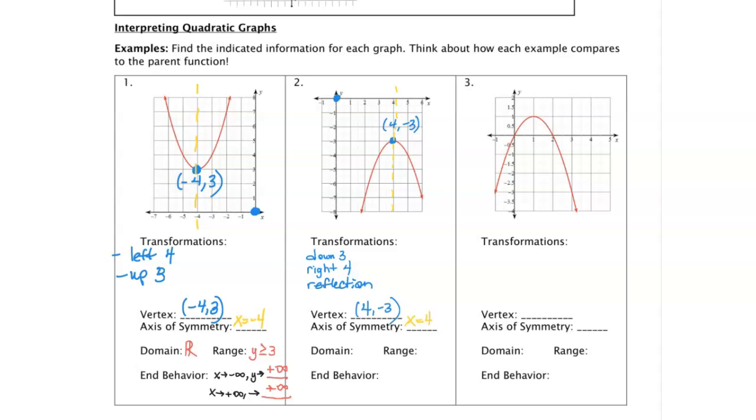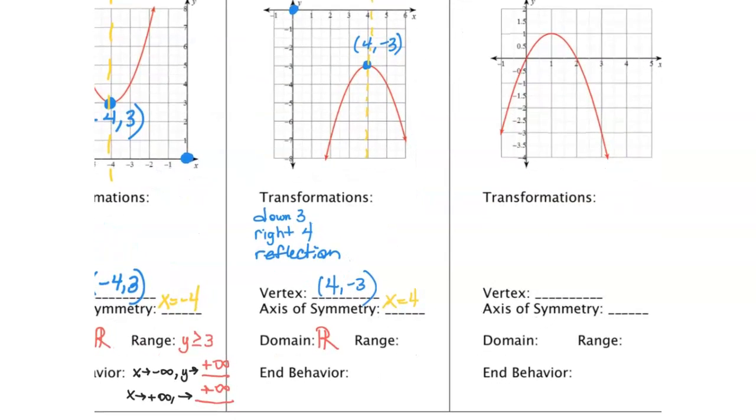Domain, once again, always all real numbers for your quadratics. And then the range, we're looking at our y's, possible y values. So notice that the top of this graph is up here at negative 3, and then everything below it is covered. So in this particular case, we're going to have a y value that is less than or equal to our negative 3. So all of the y's that are smaller than or equal to the negative 3 are a part of our range.